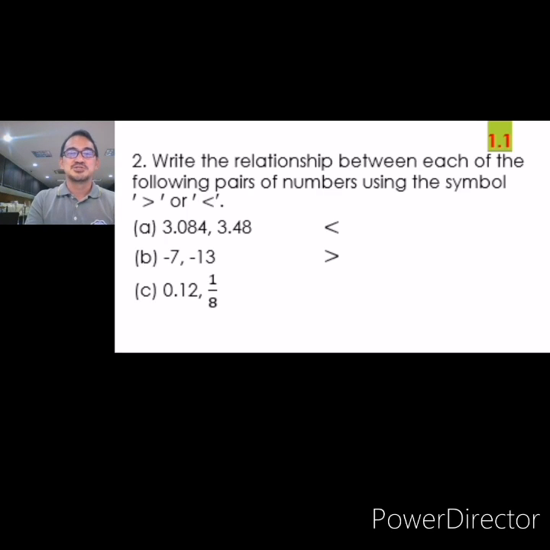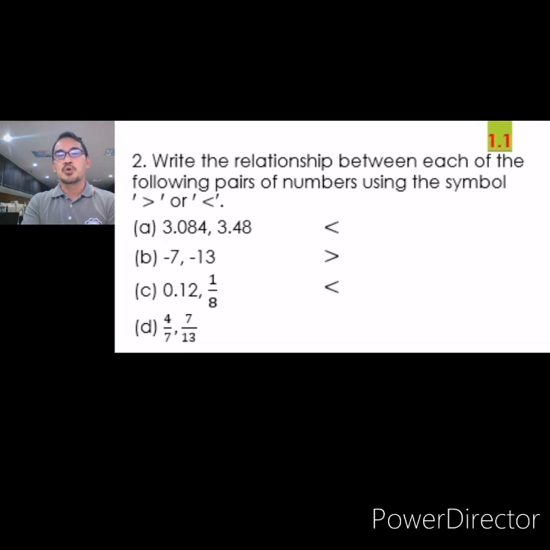Let us see. 0.12 and 1/8. So you're differentiating a decimal number and a fraction. Better if you will convert your fraction into decimal form. By dividing 1 by 8, it will give you 0.125. So therefore, 0.12 is less than 1/8 because 1/8 is equivalent to 0.125.